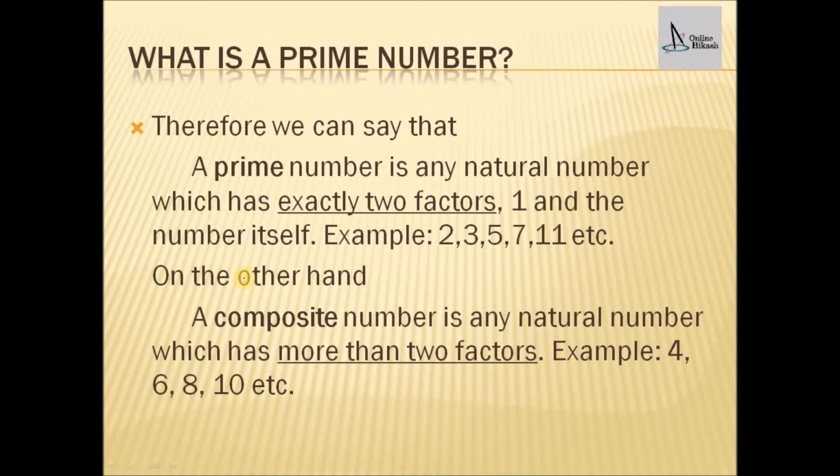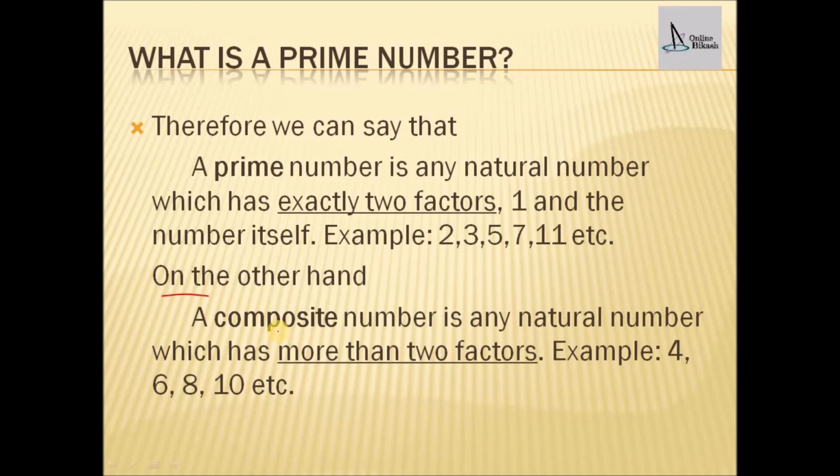Okay, so let us see. On the other hand, a composite number is any natural number which has more than 2 factors. Listen to it very carefully. I am repeating the same thing again. A composite number is any natural number which has more than 2 factors. Example 4, 6, 8, 10.